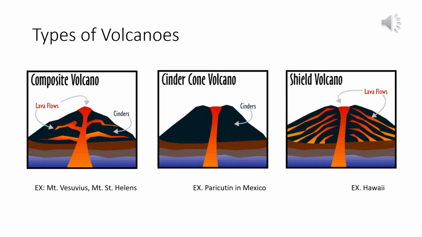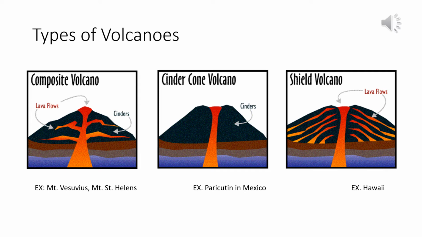Cinder cone volcanoes tend to produce very little magma when they erupt. However, they do produce things called lava bombs. These are pockets of lava that are encased in partially crystallized rock. Cinder cones produce more ash than they do anything else. An example of this is Paracutin, which is a volcano that's found in Mexico.